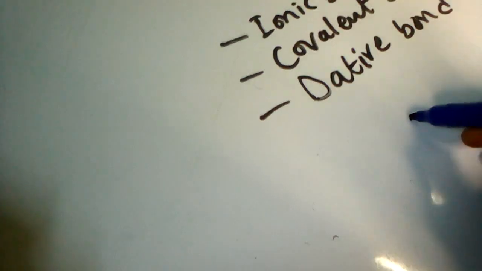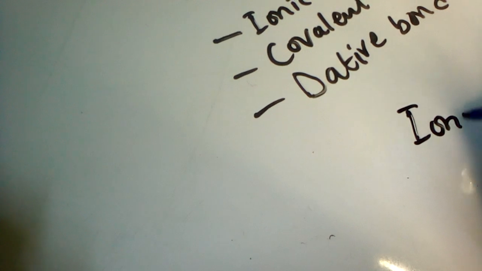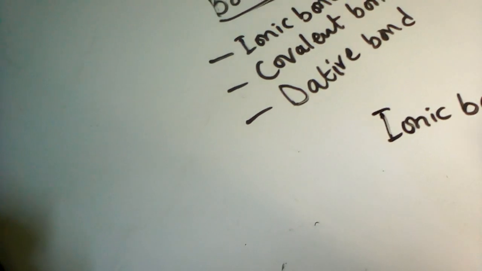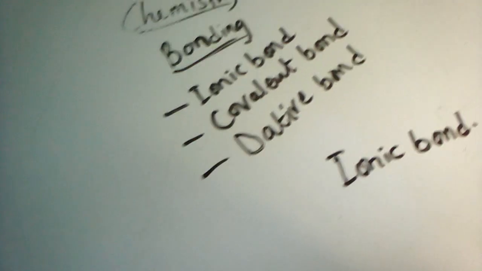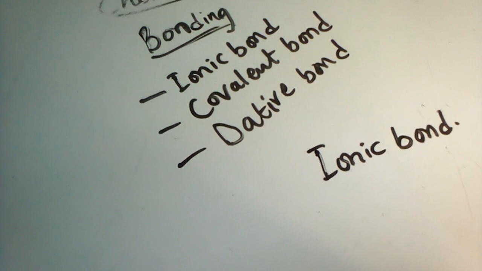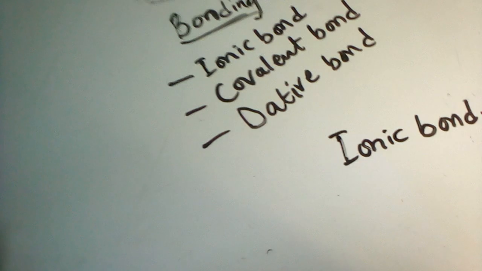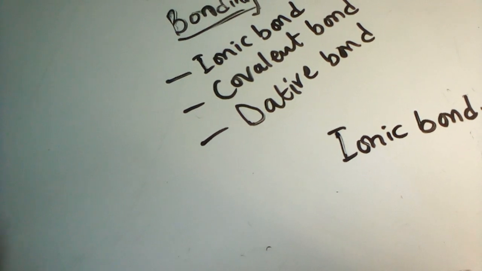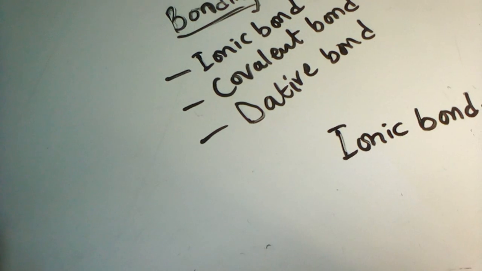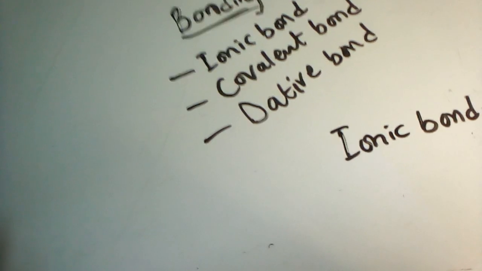So now let us talk about ionic bond firstly. Ionic bond is a type of bond that takes place between a metal and a non-metal in such a way that the metal has to lose all its electrons so that the non-metal accepts it, and then they form 2 opposite charges which then attract each other, and then they get bonded together.